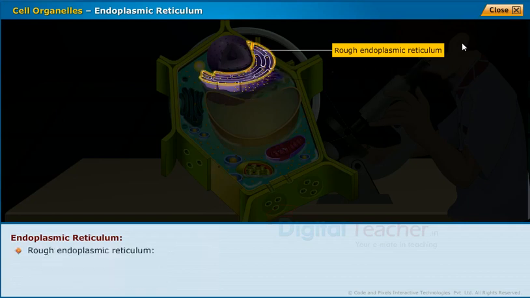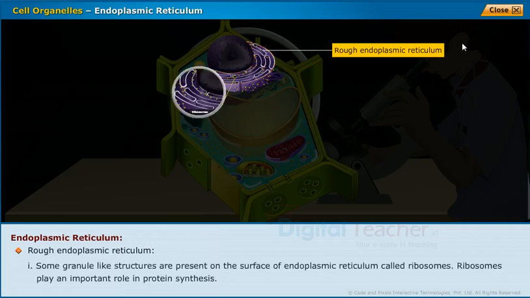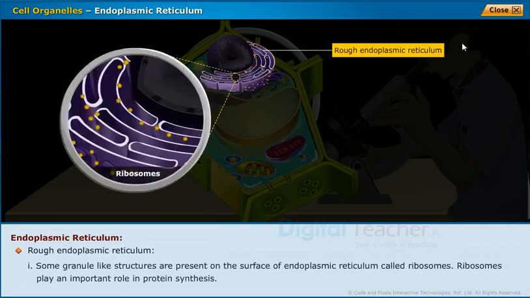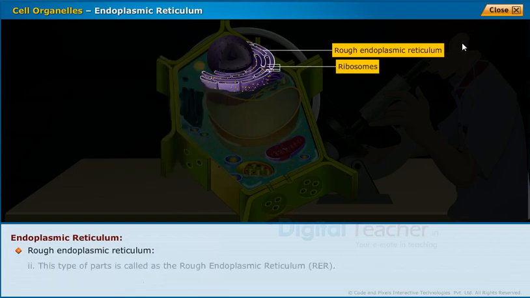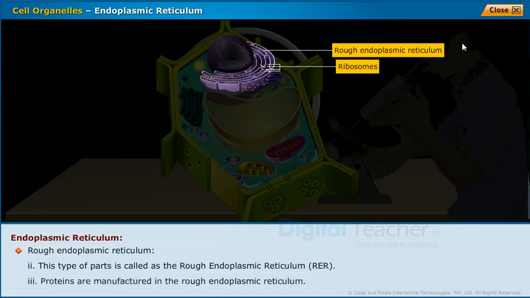Rough endoplasmic reticulum. Some granule-like structures called ribosomes are present on the surface of the endoplasmic reticulum. Ribosomes play an important role in protein synthesis. This type of ER is called the rough endoplasmic reticulum, or RER. Proteins are manufactured in the rough endoplasmic reticulum.